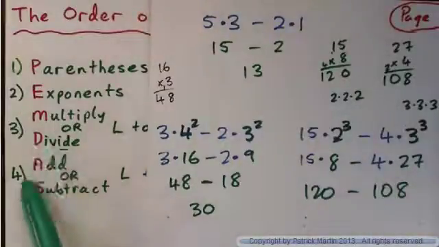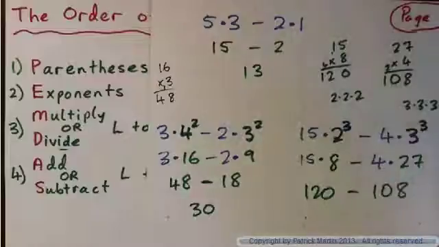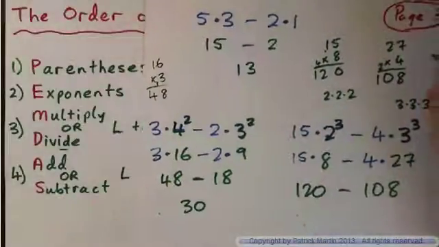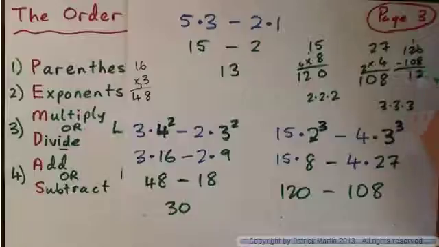Now we go from left to right and do adds or subtracts. And we just have one subtraction. 120 minus 108 is 12, right?